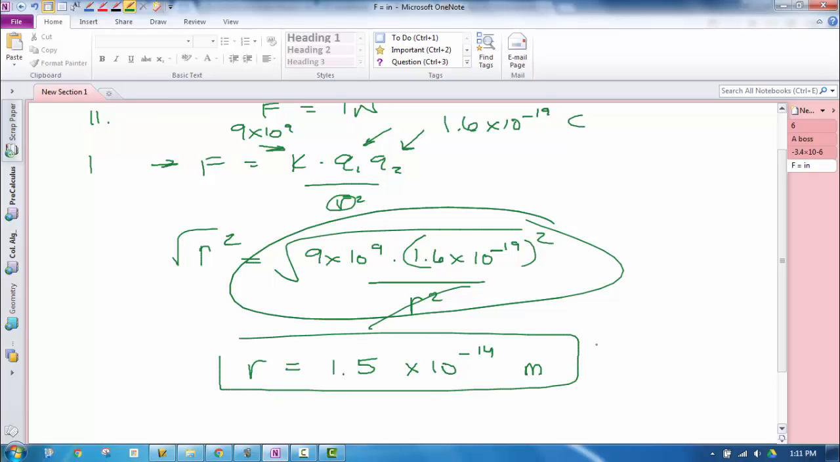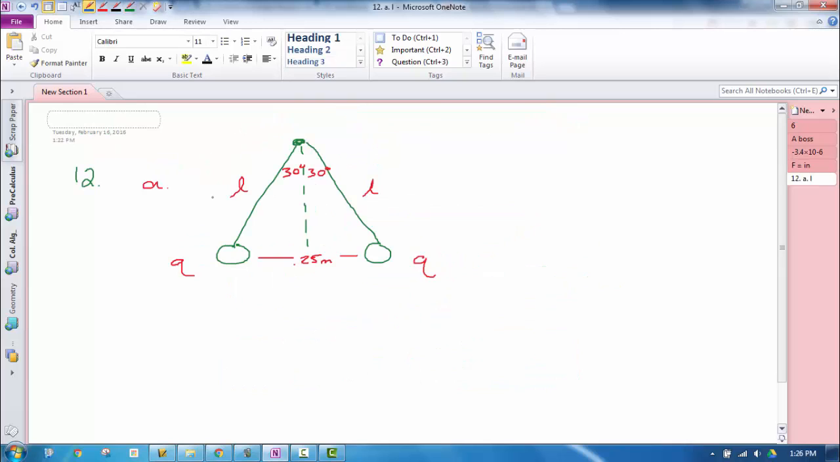And then the last problem, 12, gives us two pith balls hanging from strings of length L. They both have charge Q. They make 30-degree angles with vertical, and they're 25 centimeters apart, or 0.25 meters. I could then draw a free body diagram on one of these. I'll do it on this one here.